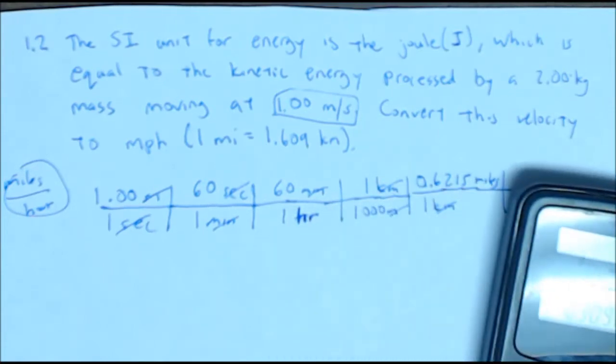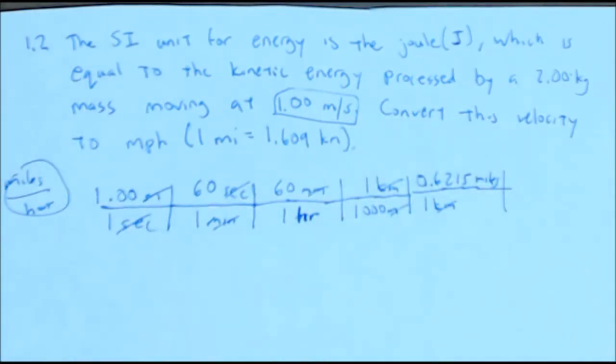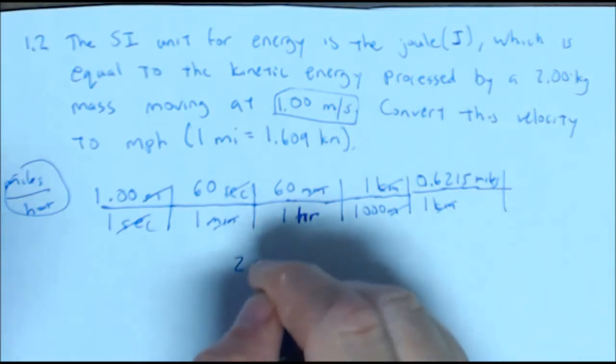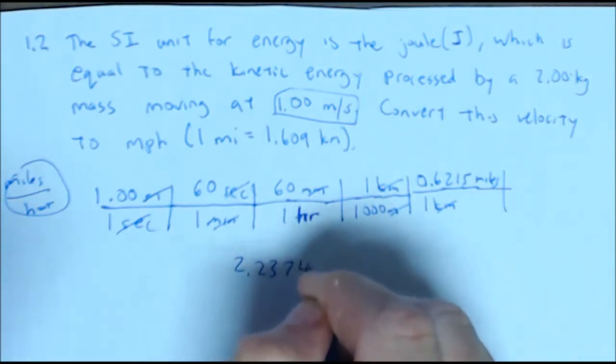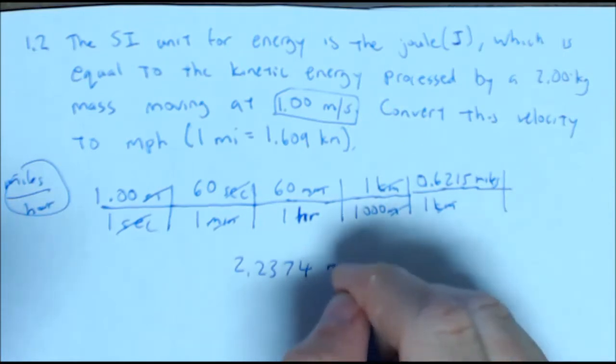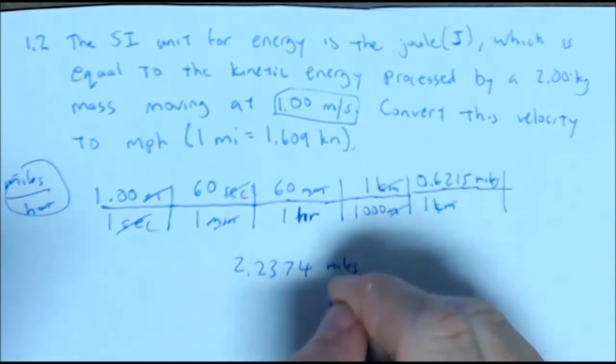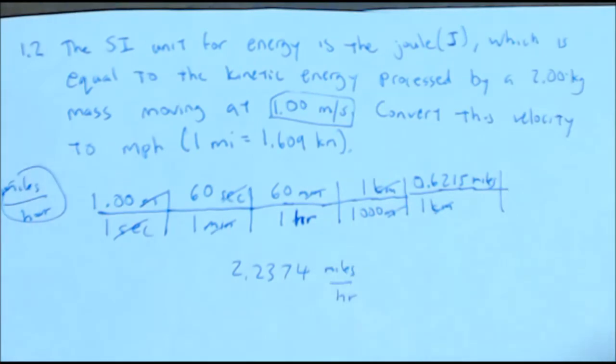So let's see, 60 times 60 times 0.6215. I do everything on top first, and then divide by 1,000. And what I end up with is this number, 2.2374 miles per hour. All right.